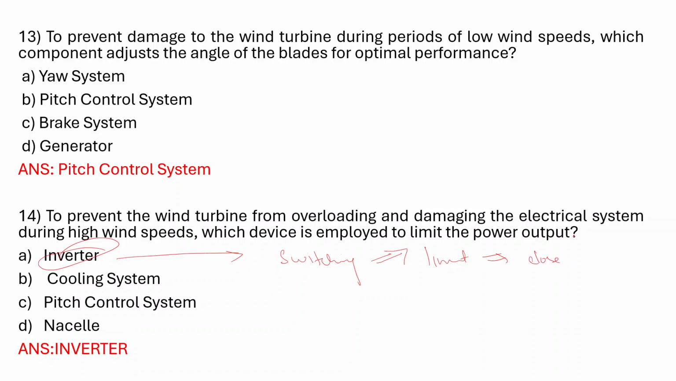Because whenever there is a high wind, what will happen? The output will be high, so a large amount of electrical energy will be produced. So that's why the inverter will do the rest of the thing.